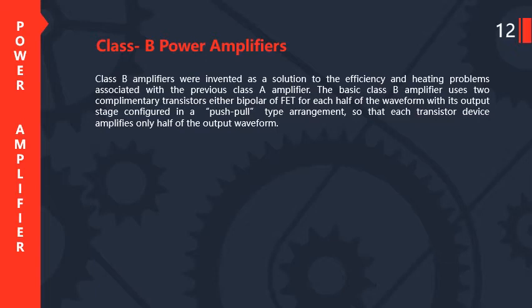The basic class B amplifier uses two complementary transistors, either bipolar or field effect transistors, one for each half of the waveform, with its output stage configured in a push-pull type arrangement, so that each transistor device amplifies only half of the output waveform.